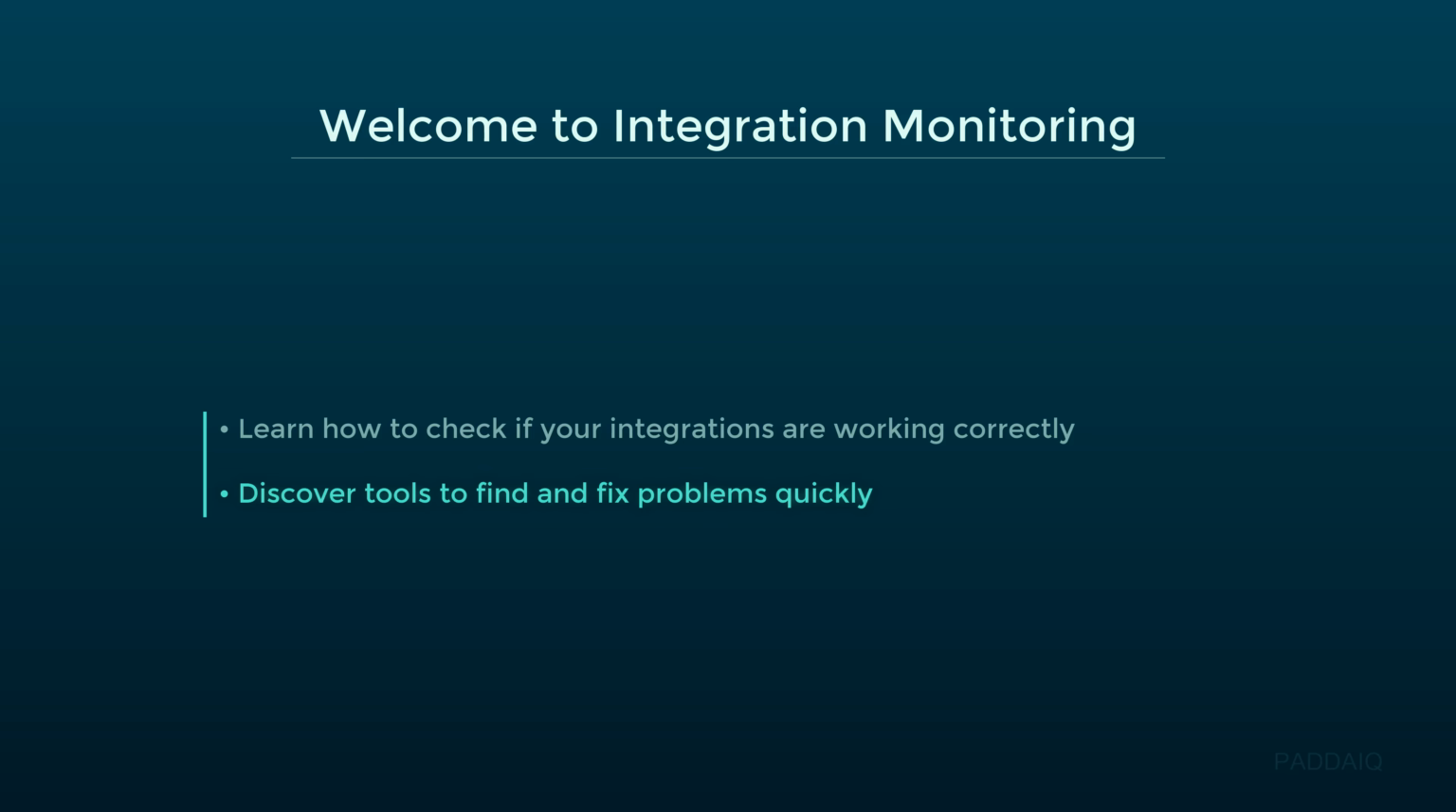Discover tools to find and fix problems quickly. This means using specific applications within SAP BTP to identify and resolve integration issues without delay. For example, if an order isn't syncing between systems, these tools pinpoint the error and suggest corrections. Using these ensures your business processes remain smooth and reliable.